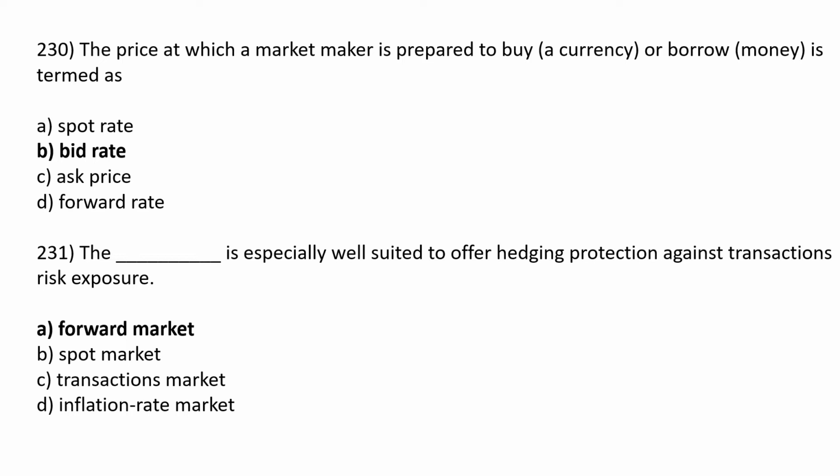The blank is specifically well suited to offer hedging protection against transaction risk exposure. Option A forward market, option B spot market, option C transaction market, option D inflection rate. The correct answer is option A, forward market. The forward market is specially well suited to offer hedging protection against transaction risk exposure.